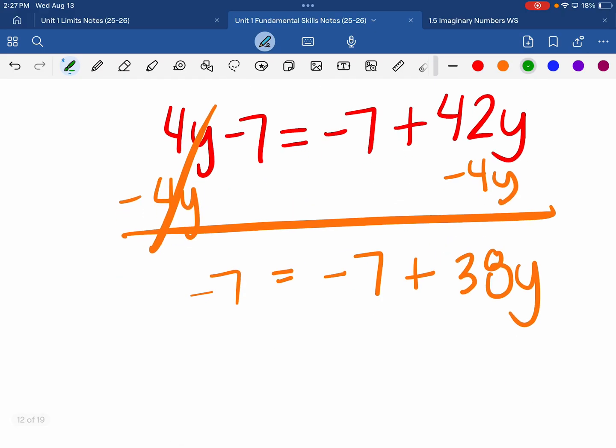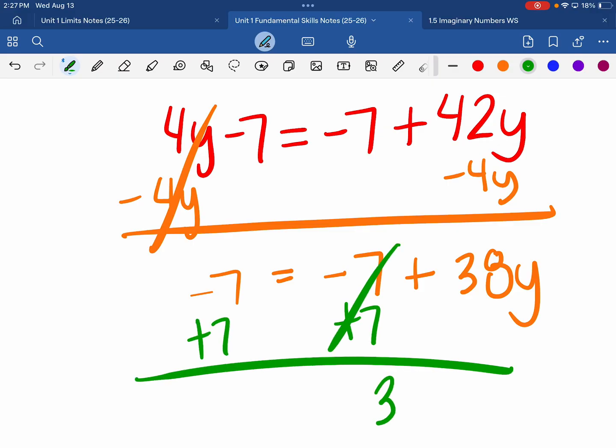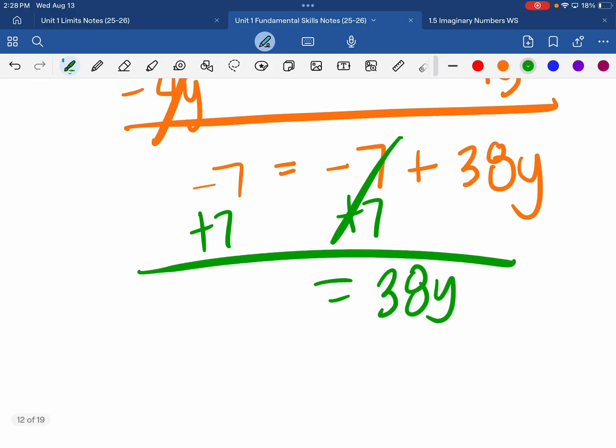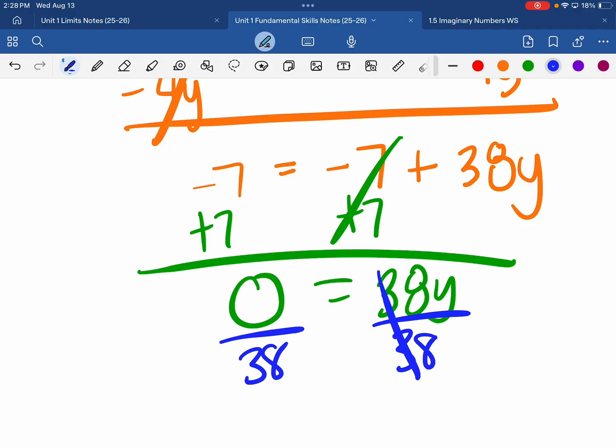So what do I do next? Add 7. So over here, I'm just left with 38y. What's left on the left side? 0. Is that okay? Yes, 0 is a number. It is okay. How would I solve for y? Divide by 38. And so y is going to be 0.